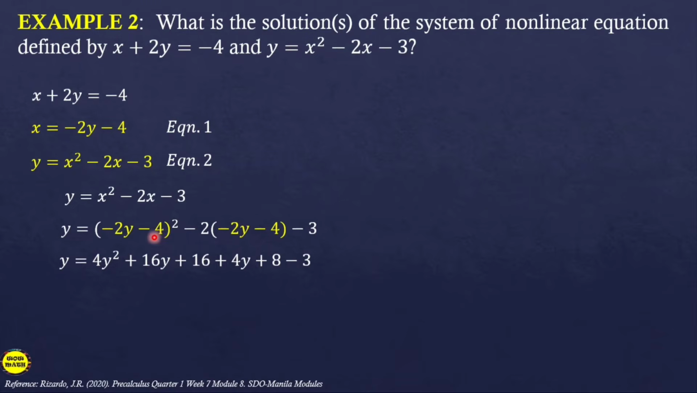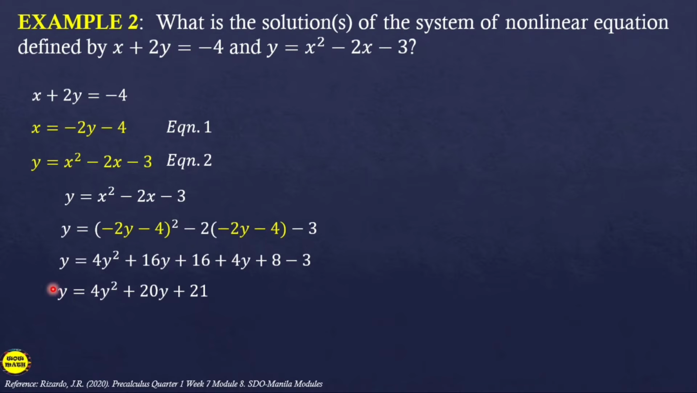Then negative 4 times negative 4, that is positive 16. And then negative 2 times negative 2y, that is positive 4y. Negative 2 times negative 4, that is positive 8, minus 3. So, ang gagawin natin, simplify natin, and then combine similar terms, no? Copy 4y squared. So, si 16y at si 4y, pwede natin pagsamahin, that is 20y. And then yung 16 plus 8, that is 24 minus 3, the answer is 21.